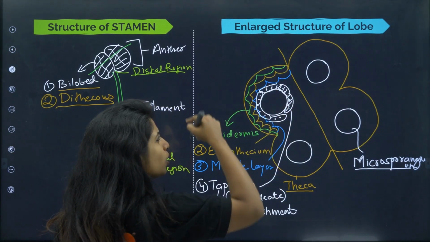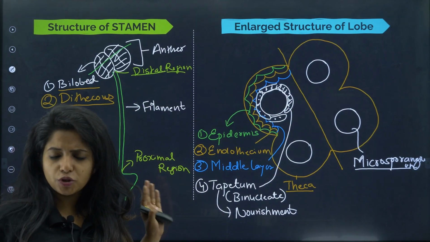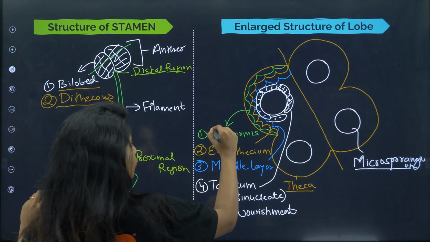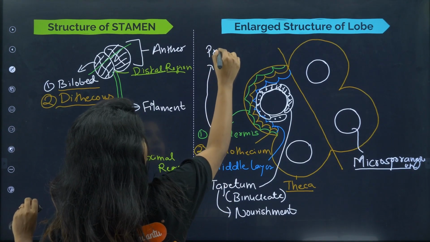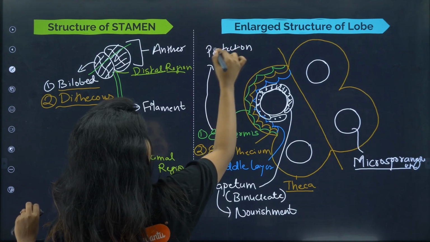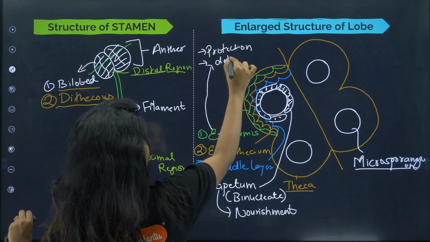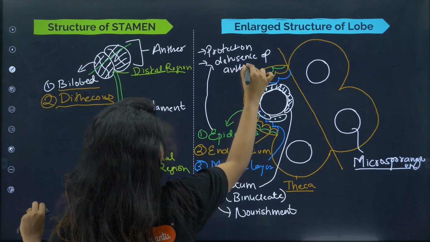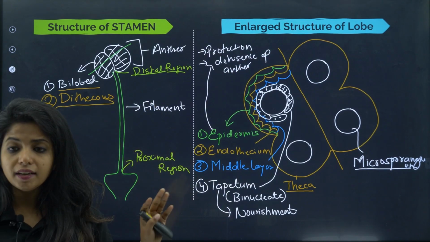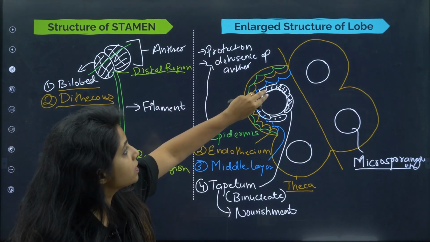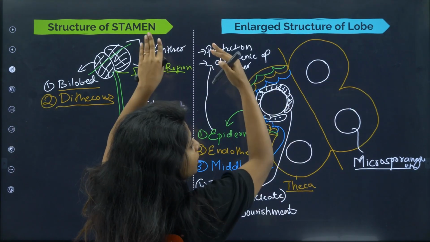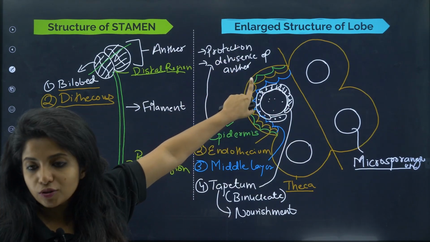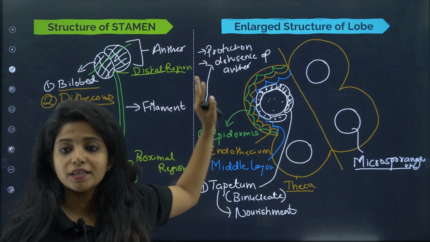But then what is the use of all these three layers which are over here? Epidermis, endothecium, middle layer. They are there for protection. Agreed? They are there for protection for obvious reasons. Apart from protection, children, they are there for dehiscence of anther. What do you mean by dehiscence of anther? Have you heard about dehiscence before? Dehiscence basically means there is breakdown of anther, and if the anther opens up, what will be released, children? The pollen grains which are present over here will be released outside. That is what you mean by dehiscence of anther.